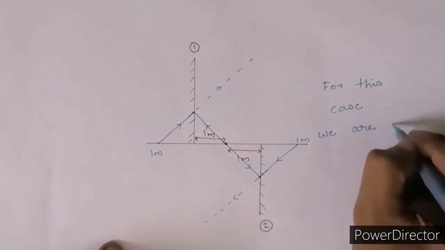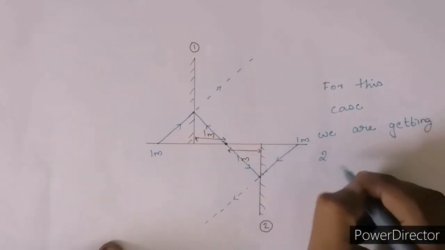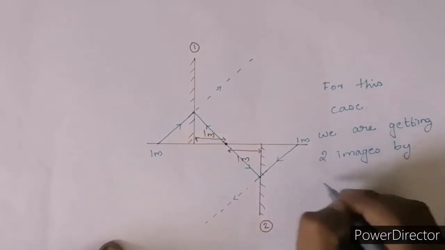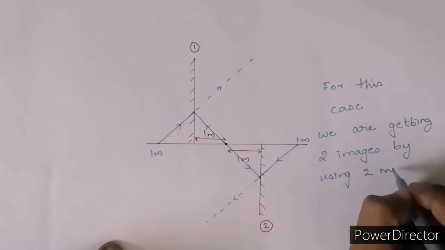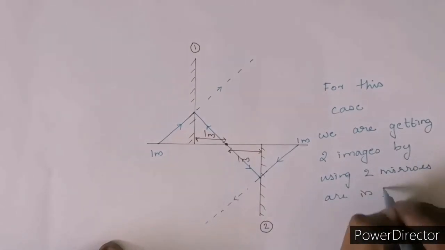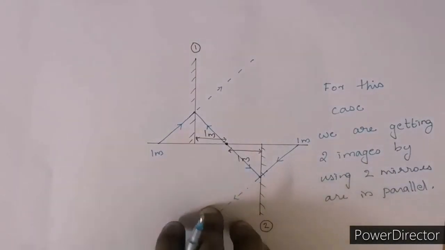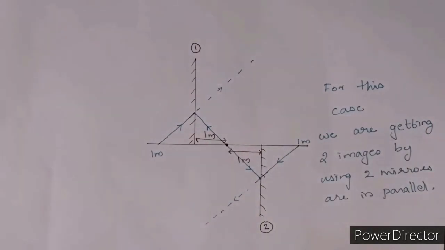So in this case, we are getting two images by using two mirrors that are in parallel. These two are in parallel, but we have placed them like this, so that is why we are getting two images by these two mirrors.